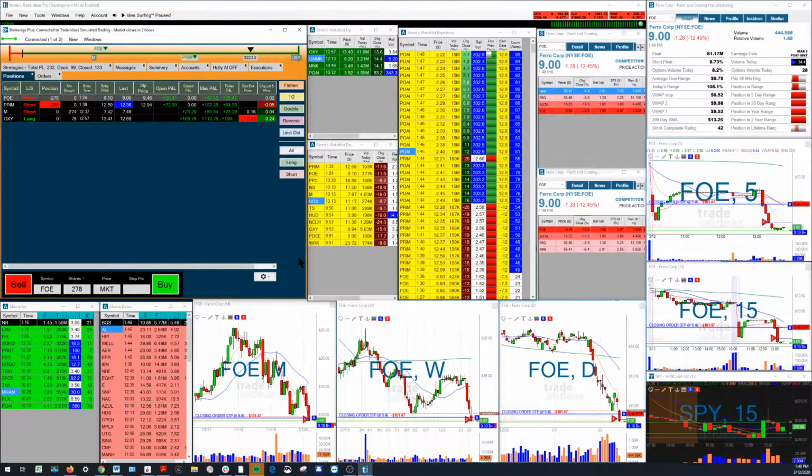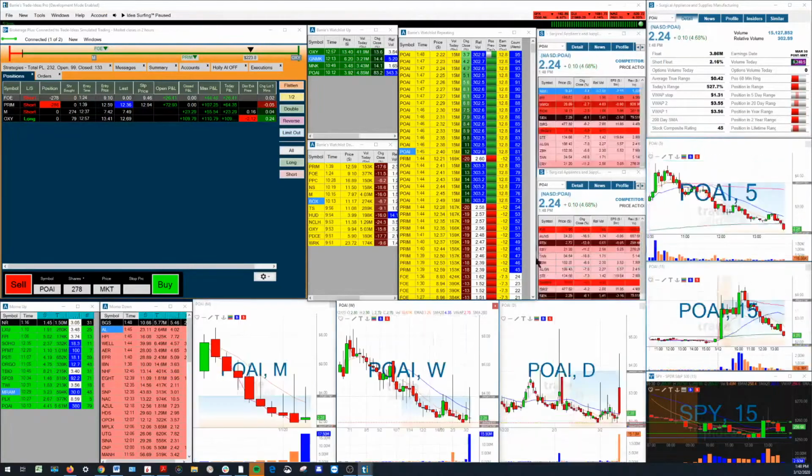Look at that POAI. It looks like it's going to go negative. It's going to go negative, guys. I mean, and this was shortable too. This would have been an awesome short. No problem with the uptick rule.